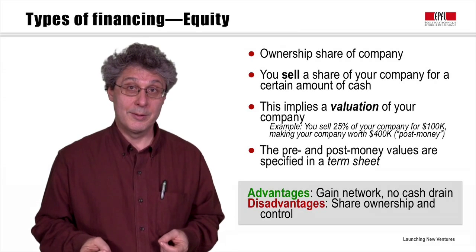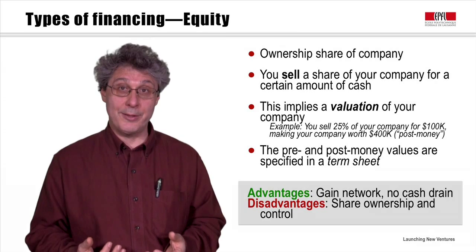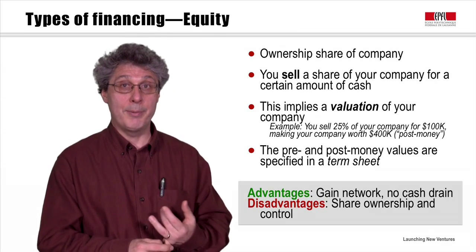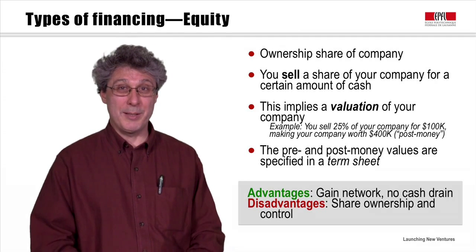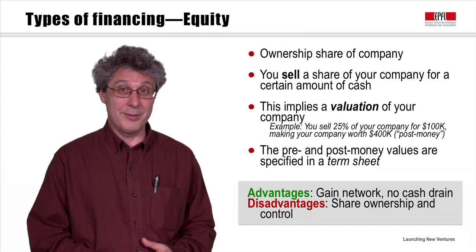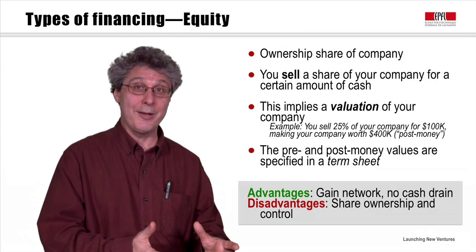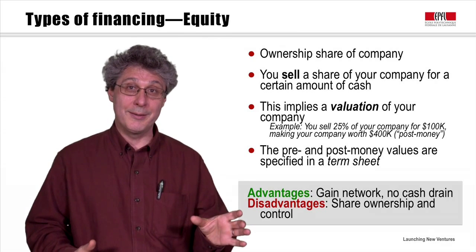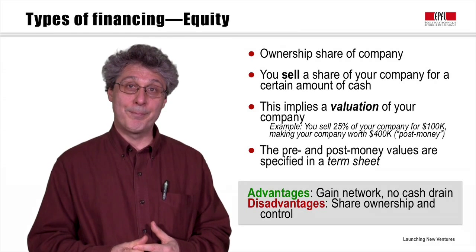So, for example, you might ask an investor to give you $100,000, and you're willing to give up 25% of your company to receive that $100,000. Well, that makes your company worth $400,000, more or less, post money. We call it post money because the $100,000 is actually included in the $400,000, making it 1/4. In other words, 25% of the company.